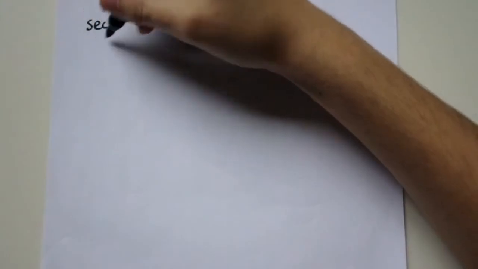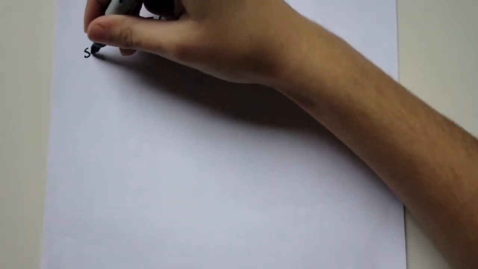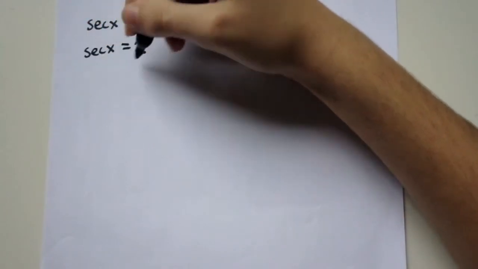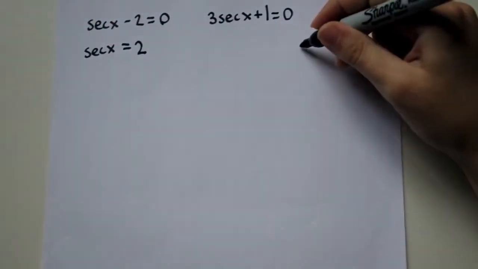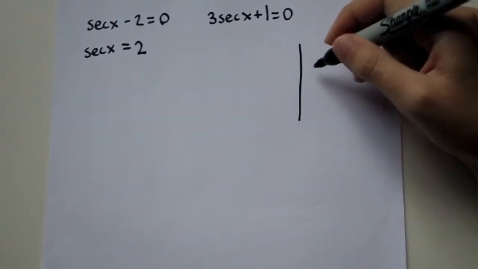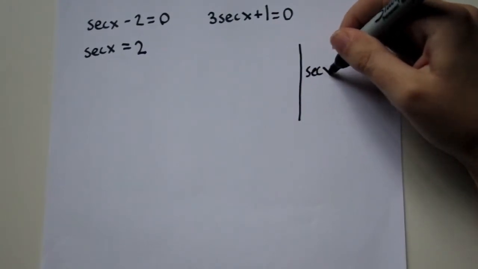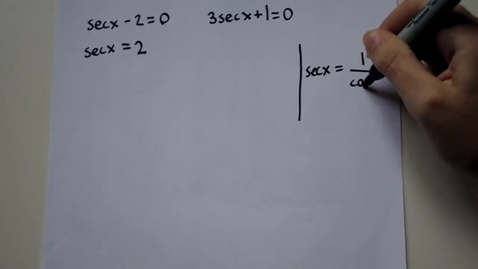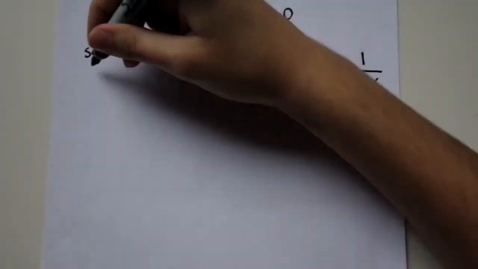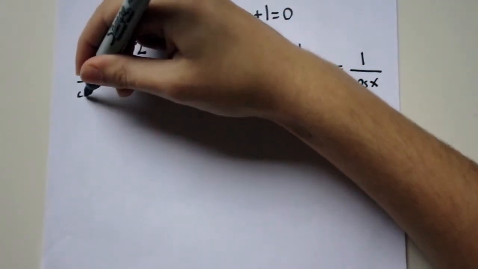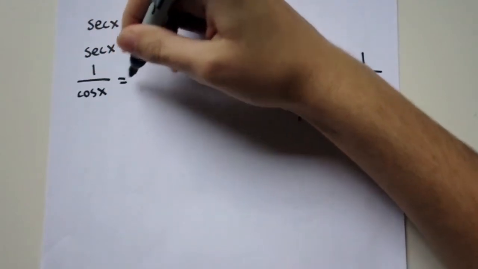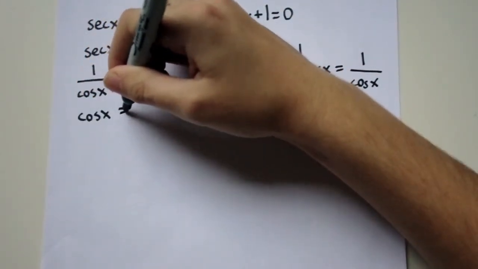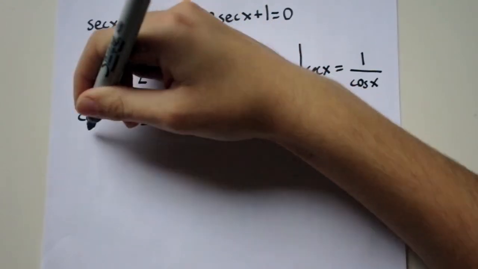We're going to start off by isolating secant x by adding 2 to each side of the equal sign, giving us secant x equal 2. But as we cannot solve this part using special triangles, we're going to use a reciprocal identity, stating that secant x is equal to 1 over cosine x, which will give us 1 over cosine x is equal to 2, and invert both sides, giving us cosine x equal to 1 over 2.